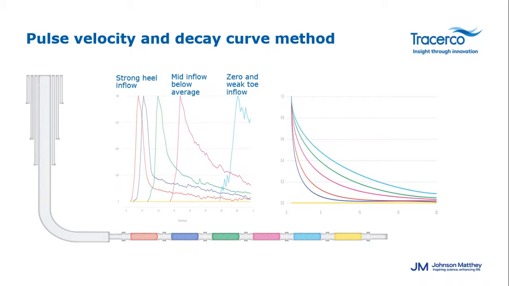Looking at the pulses, we can characterize the flow as strong towards the heel, indicated by the steep pulses. Weaker moving towards the toe as the tail becomes elongated, and toe production was not present. Pulse velocity testing uses the timing of arrival as indicated on the line graphs, while the decay curve method analyzes the tail and can help calculate the volumes as presented on the right. In some cases, crossflow can also be diagnosed utilizing this technique.